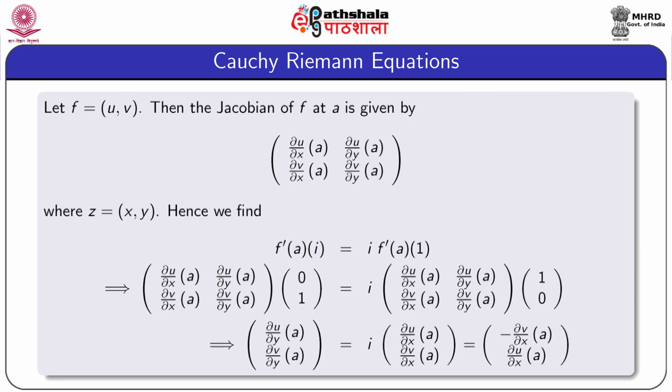Let f equal (u, v). Then the Jacobian of f at the point a is given by the matrix with rows ∂u/∂x(a), ∂u/∂y(a) and ∂v/∂x(a), ∂v/∂y(a), where z equals (x, y). Now we find f'(a)(i) equals i f'(a)(1) if and only if the matrix ∂u/∂y(a), ∂v/∂y(a) is equal to minus ∂v/∂x(a) and ∂u/∂x(a).